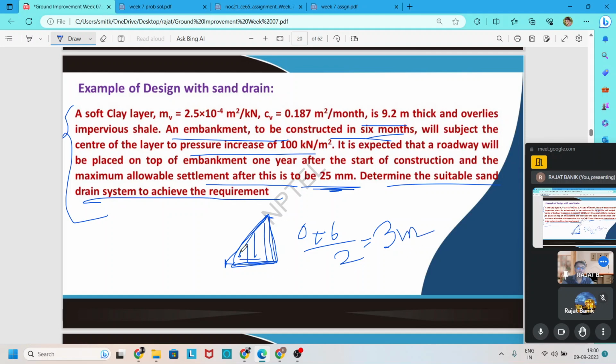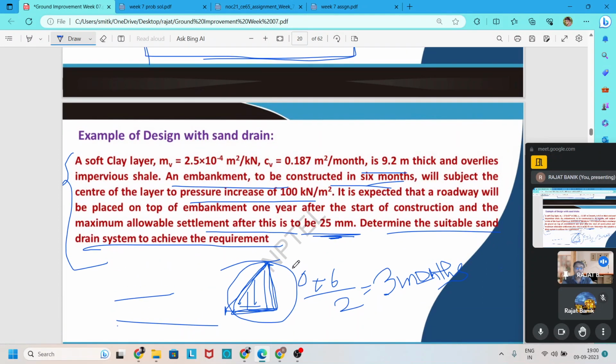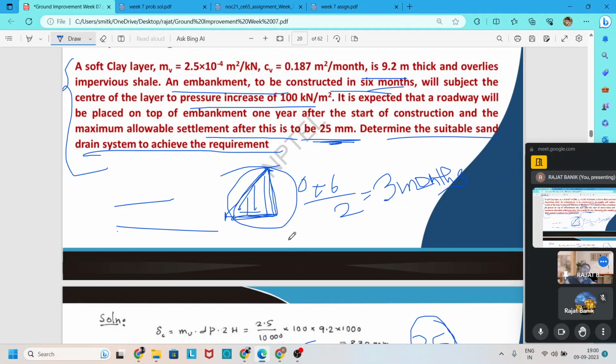That means we convert this load into a uniform load applied over time, so in 3 months the load is applied for this consolidation technique, and we need to find the consolidation for 1 year. So the remaining 6 months are also added to these 3 months, and the total time comes out to 9 months.